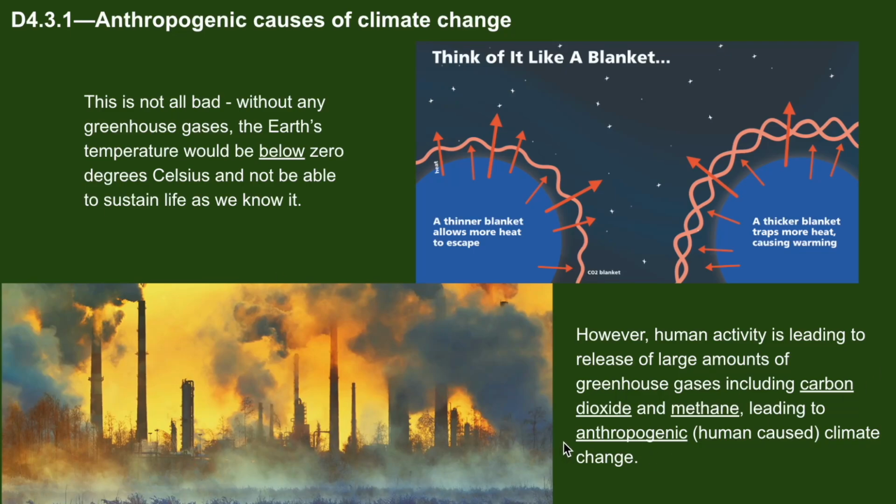Greenhouse gases include carbon dioxide and methane. And of course, humans are releasing a lot of carbon dioxide and methane through the combustion of fossil fuels, etc. And this is leading then to climate change. And we say that it's anthropogenic because anthropo refers to humans, and its origin is human origin causes of climate change.